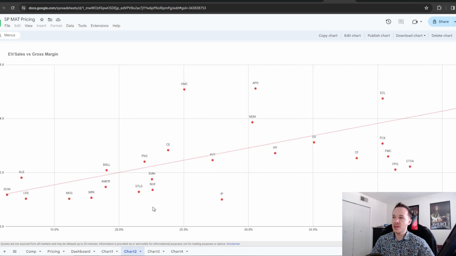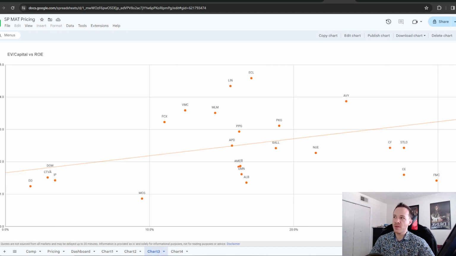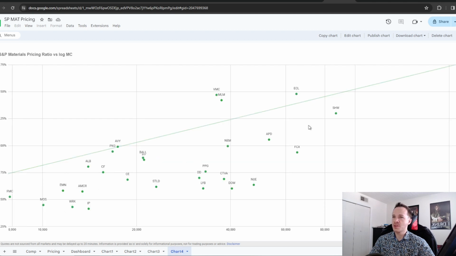Then we have EV to sales versus gross margins. Then we have EV to capital versus return on equity, and then the all-in ratio over here on this one. Pretty strong positive relationship for this particular one.